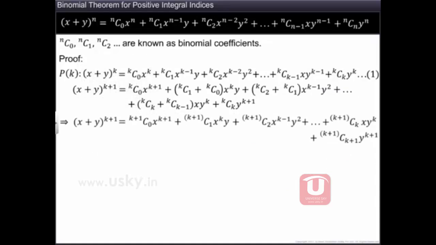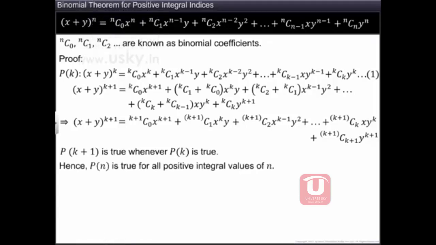We observe that P(k+1) is true whenever P(k) is true. Hence, P(n) is true for all positive integral values of n.